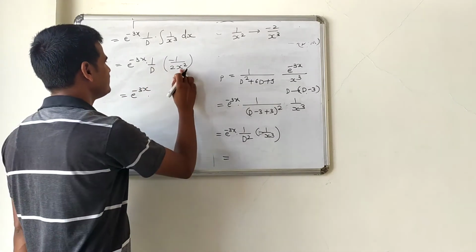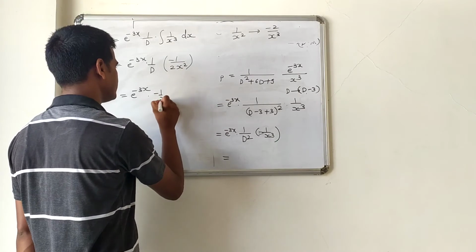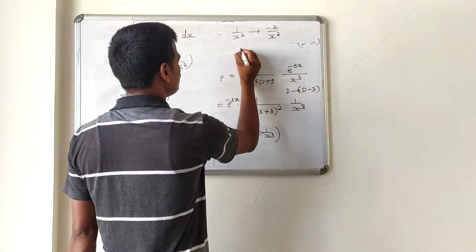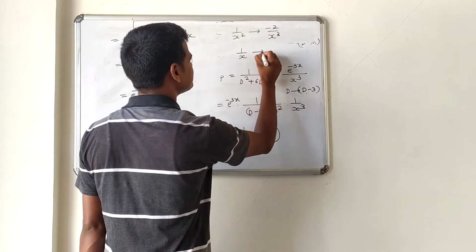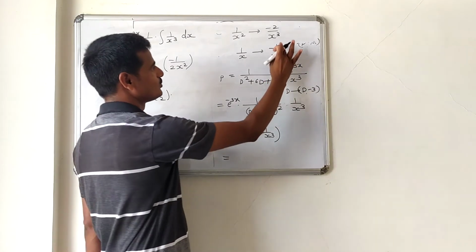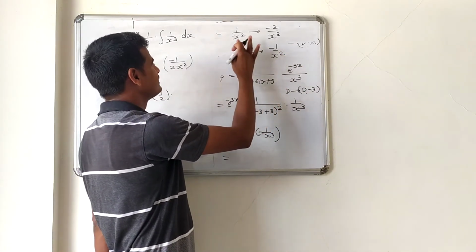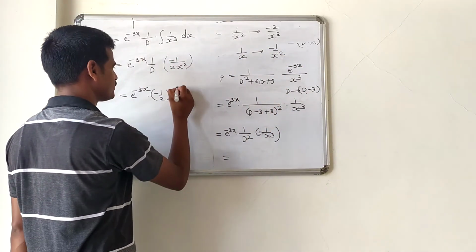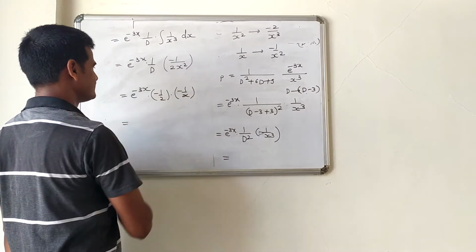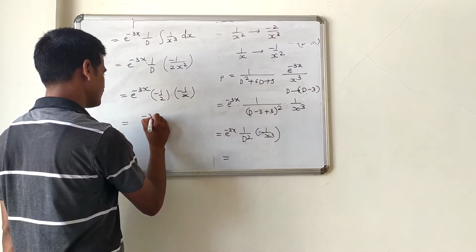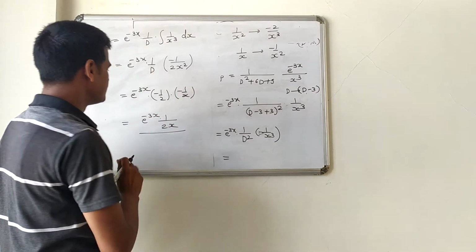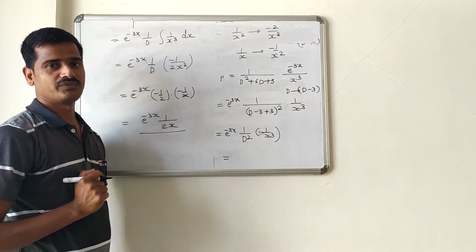Then again you integrate this function. So minus 1 by 2 is constant. What is the integration of 1 upon x square? Now we know that the differentiation of 1 upon x is minus 1 upon x square. So the integration of 1 upon x square is minus 1 upon x. So I write here minus 1 upon x. So minus minus plus. So it is e to the power minus 3x into 1 upon 2x. So this is your particular integral.